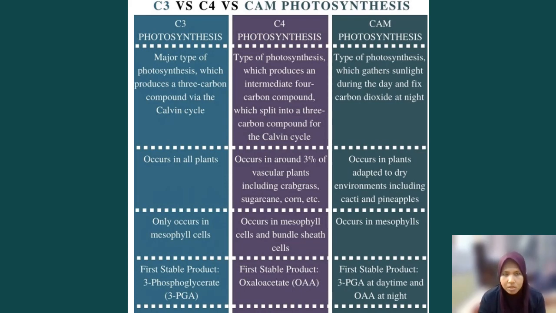For C3 photosynthesis, the majority of plants will undergo the C3 photosynthesis. But for C4 photosynthesis, it occurs in around 3% of the vascular plants. And meanwhile, the CAM photosynthesis occurs in plants that have adaptation towards hot and dry environments. Okay, for example, the cactus. So the C3 photosynthesis and the CAM photosynthesis occur in the mesophyll cells. However, the C4 photosynthesis occurs in 2 types of cells, which are the mesophyll cells and also the bundle sheath cells.